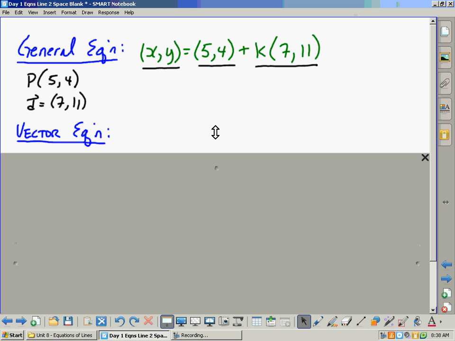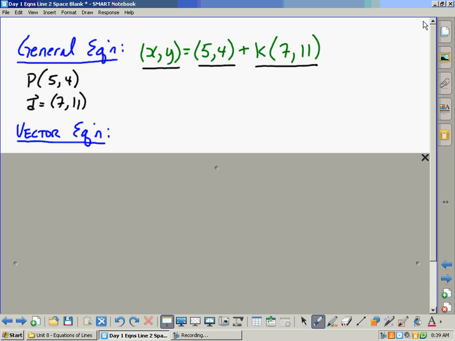Okay, so our next one is called the vector equation. And you'll notice that each of these come from some of the ones before. And really, once we understand these, the hard part is just remembering which one is which. But we'll get used to that. So the vector equation actually comes from the general equation.